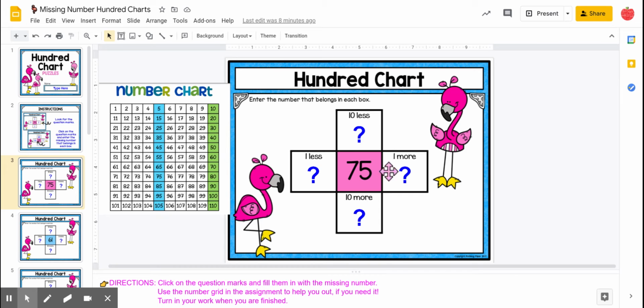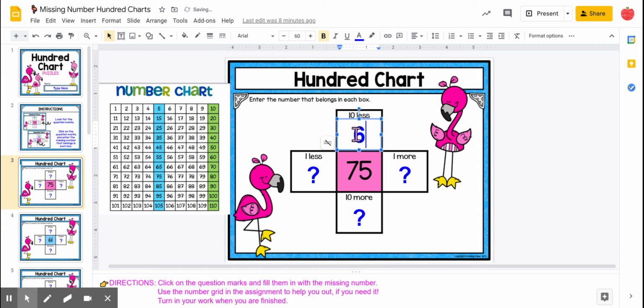So watch what I do for this one, so that will hopefully help you to do the rest. The number is 75. I'm going to find number 75 on my number chart, and I've spotted it right here. When I want to know what 10 less is, I can count back 10, or I can just hop up 10, and the number is 65. So I need to click on the question mark and type in 65.